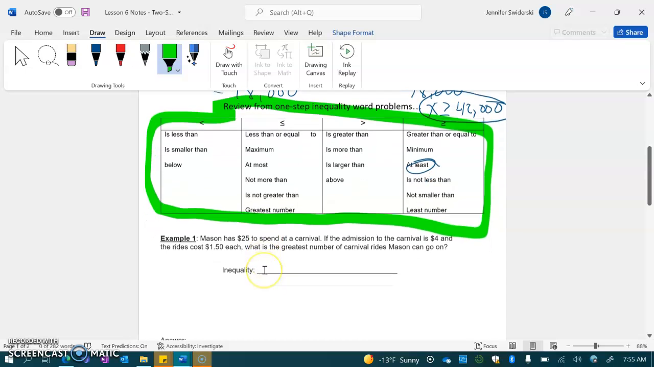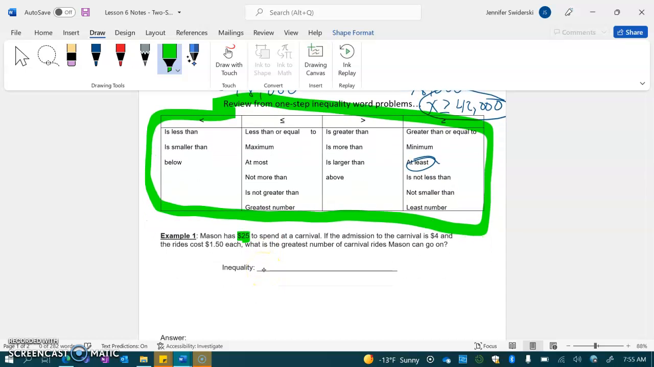Let's look at number one. It says Mason has $25, that sounds important, to spend at a carnival. If the admission to the carnival is $4, remember, admission means how much it costs to get in, and the rides are $1.50 each, sounds like a key word. What is the greatest, here's our unknown, number of carnival rides Mason can go on?